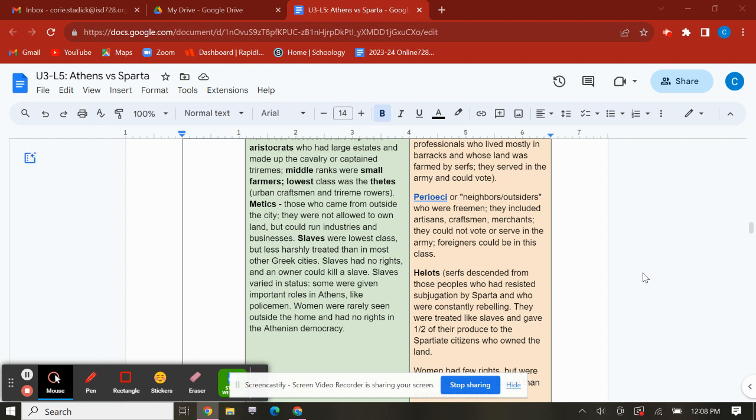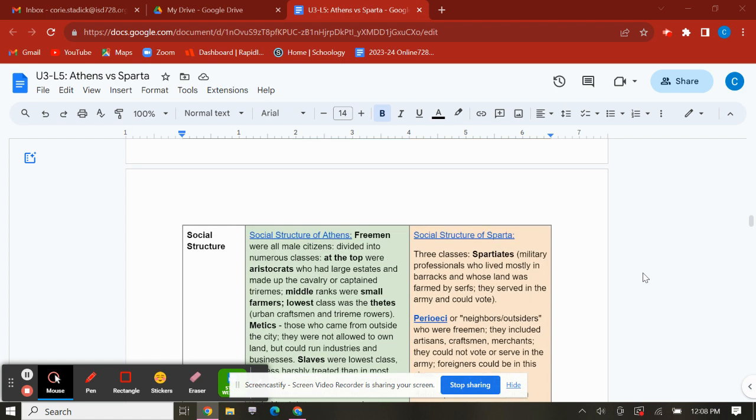Slaves were lowest class, but less harshly treated than in most other Greek cities. Slaves had no rights, and an owner could kill a slave. Slaves varied in status. Some were given important roles in Athens, like policemen. Women were rarely seen outside the home and had no rights in the Athenian democracy.